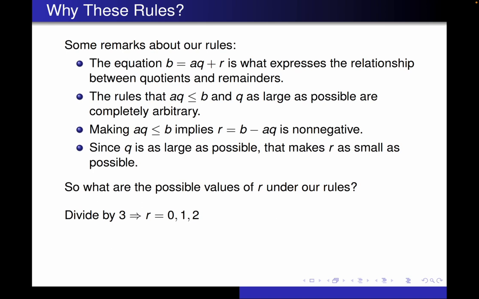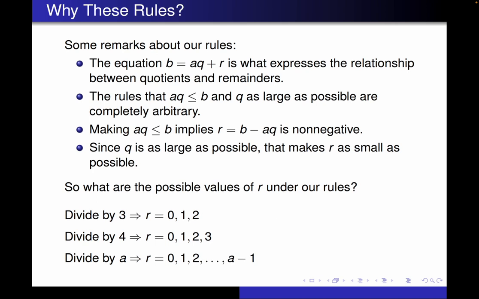If you were to get a remainder that was 3 or bigger, that probably meant that your quotient wasn't big enough. So if you made your quotient bigger, that would make your remainder smaller. And if you kept doing that, you'd get a number that was 0, 1, or 2. Similarly, if you divide by 4, you'd expect your remainders to be 0, 1, 2, or 3. Again, if you got a remainder that was 4 or bigger, that probably meant that your quotient was too small. So in general, if you divide by a positive number a, your remainder is going to be 0, 1, 2, some number between 0 and a minus 1. So your remainders can't be as big as the thing that you're dividing by.